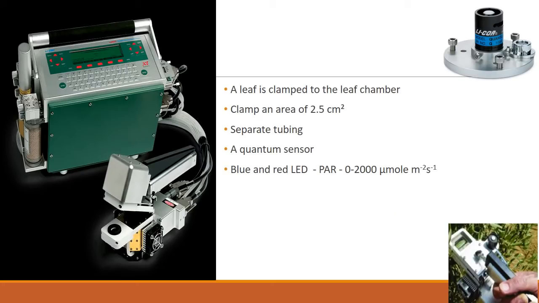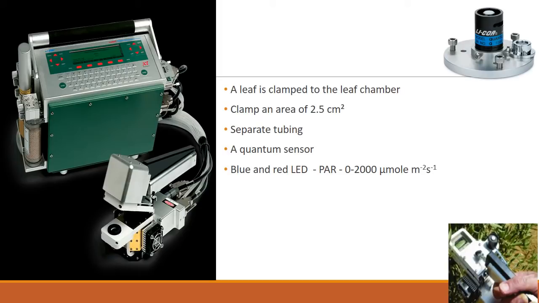A leaf is clamped in the leaf chamber. The leaf chamber is provided with suitable pads to clamp an area of 2.5 cm square under airtight conditions. Separate tubing is provided to send and withdraw air from the leaf chamber. These tubes are connected to either the reference or analysis IRGA for the determination of gas concentrations.